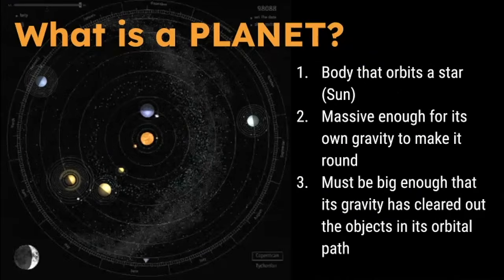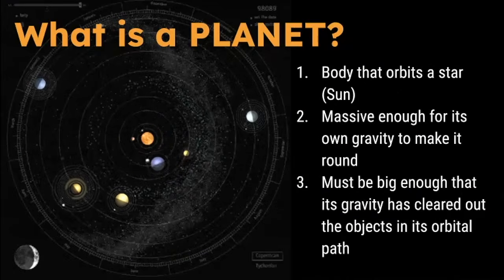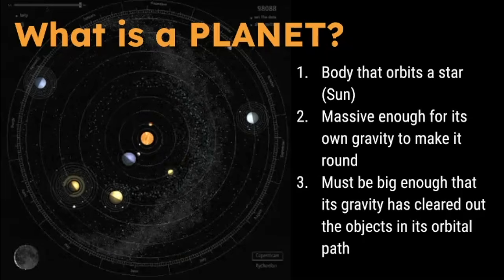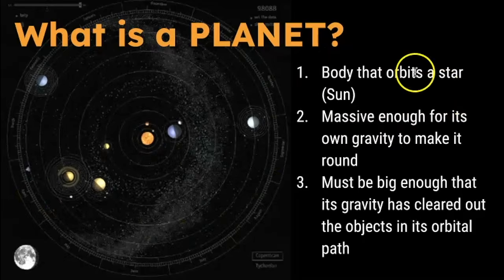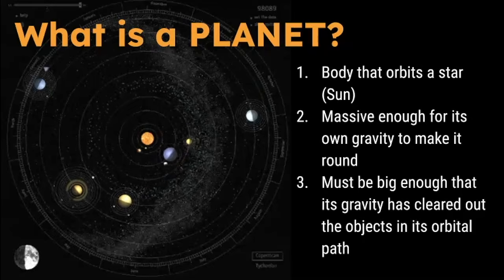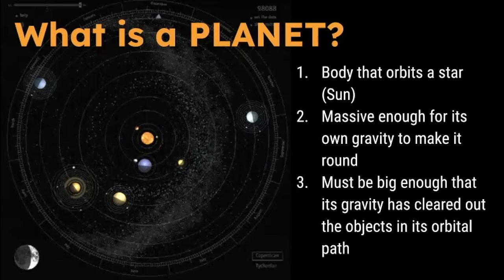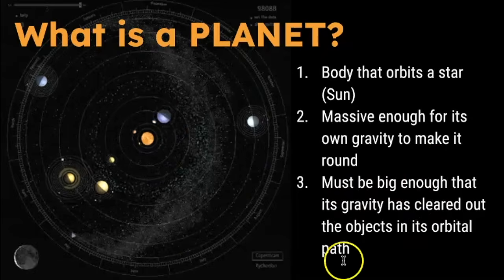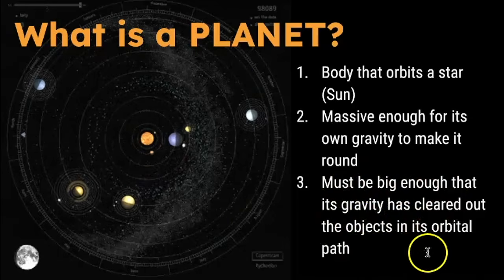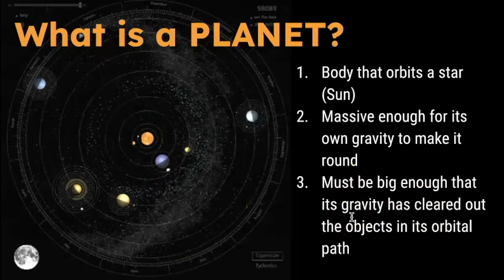But a planet itself has to meet three certain criteria in order to be classified as a planet. And we're strictly speaking of planets that are within our own solar system. First, the body needs to orbit a star, which in our case is the sun. It must be massive enough for its own gravity to make it round in shape, or spherical in shape. And it must be big enough that its gravity has cleared out the objects in its orbital path. This is where Pluto was demoted because it didn't quite clear out its orbital path.